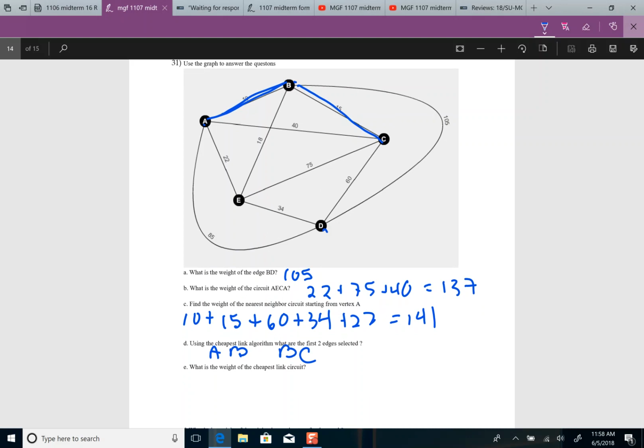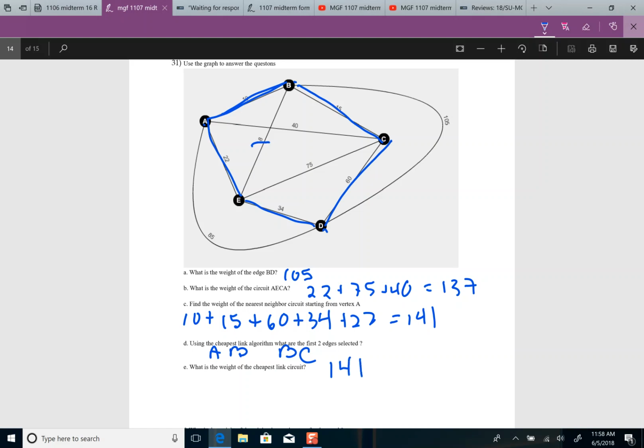So I picked up the 10 and I picked up the 15. Now as you're looking, 18 is the next biggest, but I can't use it because B's already been used twice. So after that, I see 22. After that, I see 34. And then after that, I see 60. So in this particular case, I got the same thing, 10, 15, 60, 34, 22. So once again, I got 141.